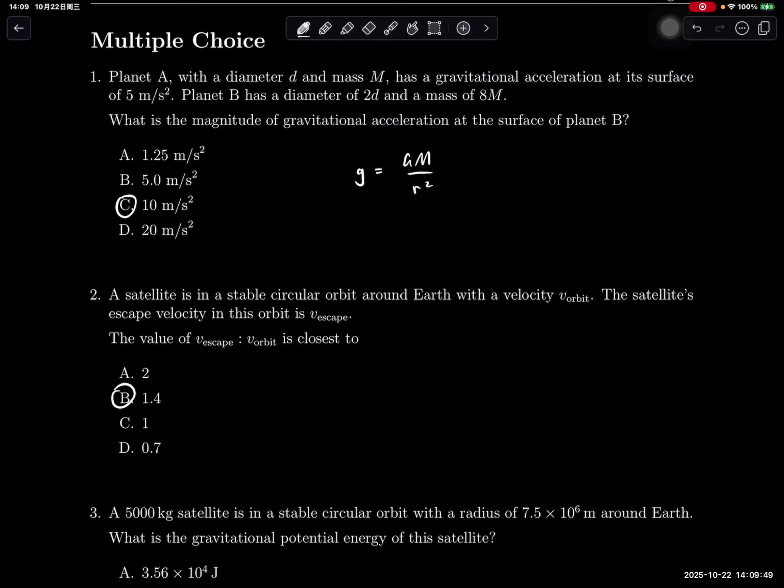Then you try to relate this with planet A and planet B. You can use these two equations and get some sort of relationship. But the quickest way to do this is to divide the two equations. In that way, you can quickly get a ratio of gA and gB. And that's calculating it. So the answer is C.